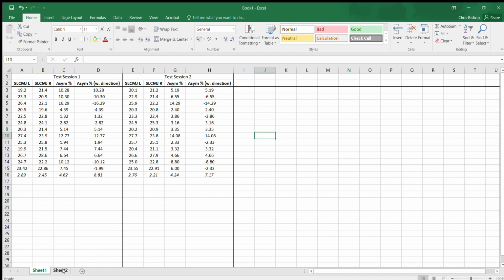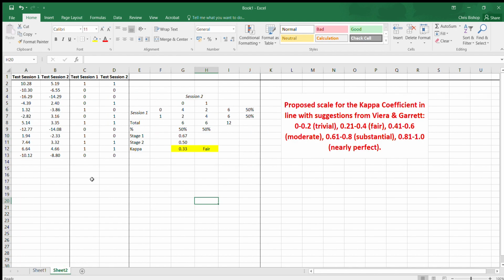Now, if we go to our second tab, we've copied and pasted in here our direction of asymmetry values, and we've got that for both test sessions. In order to look at the Kappa coefficient, we need to code the data in ones and zeros. The Kappa coefficient is designed to look at the proportion of agreement between two methods once any agreement that has occurred by chance has been removed.